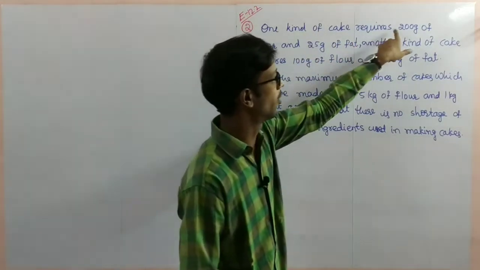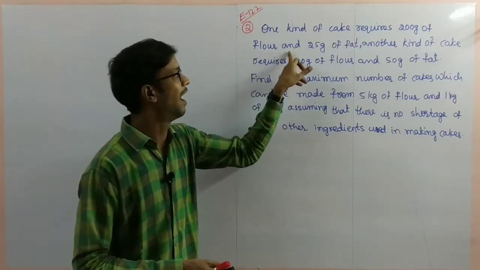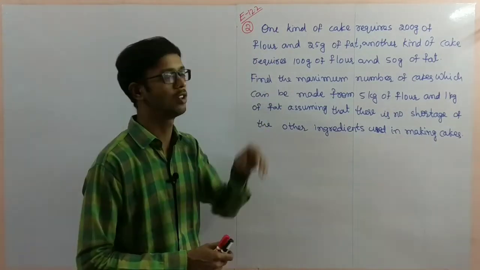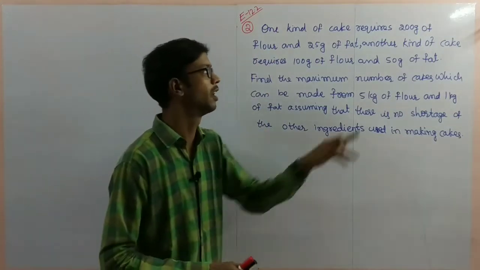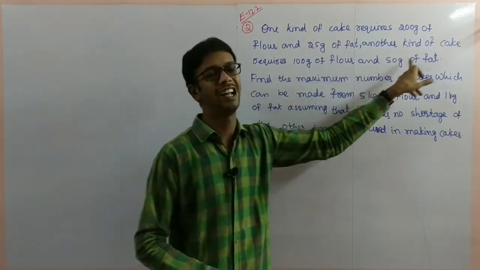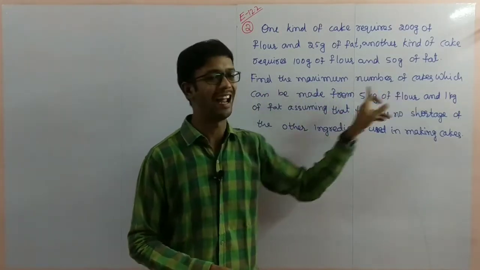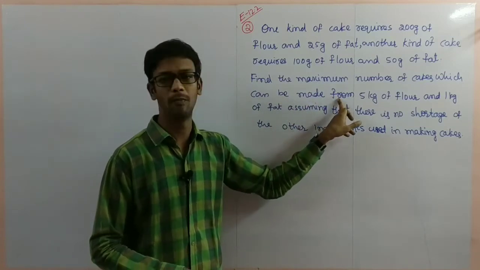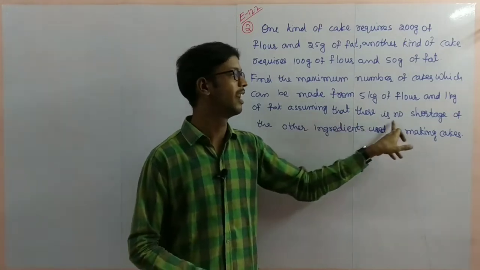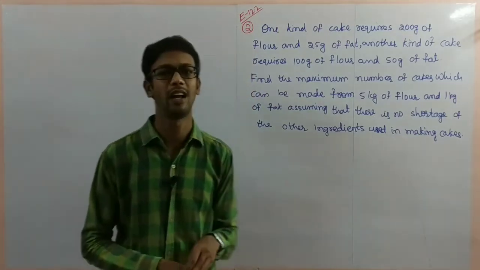One kind of cake requires 200 grams of flour and 25 grams of fat, for one kind of cake making purpose. Another kind of cake making requires 100 grams of flour, 50 grams of fat. Find the maximum number of cakes which can be made from 5 kg of flour and 1 kg of fat, assuming that there is no shortage of other ingredients used in making cakes.